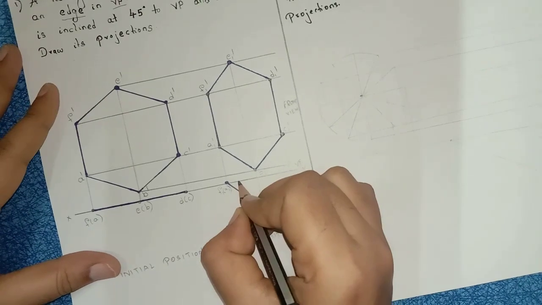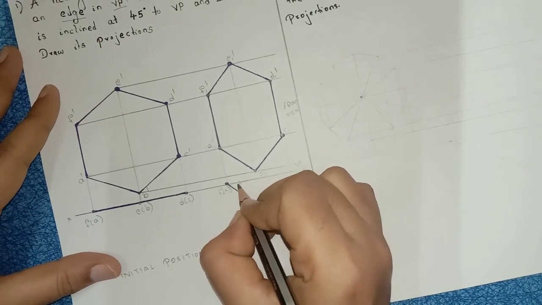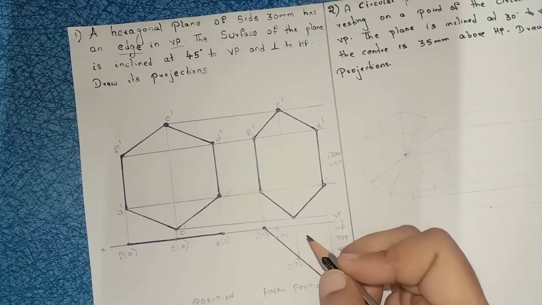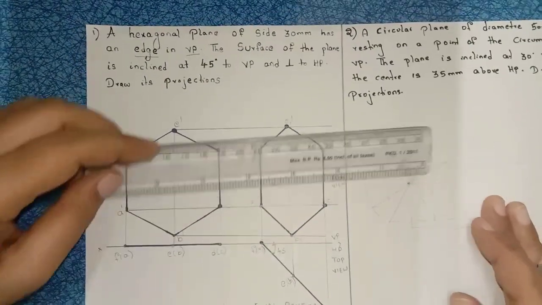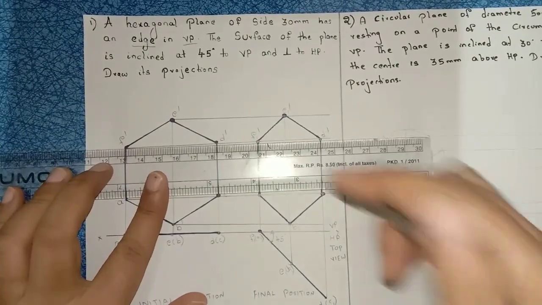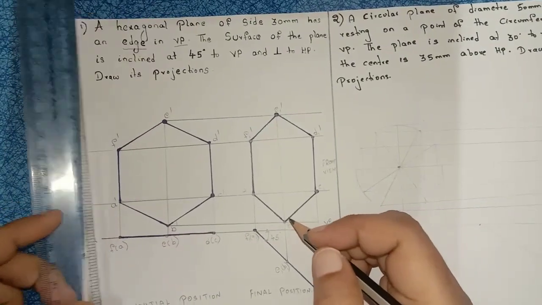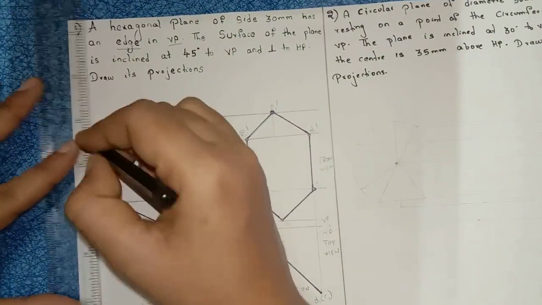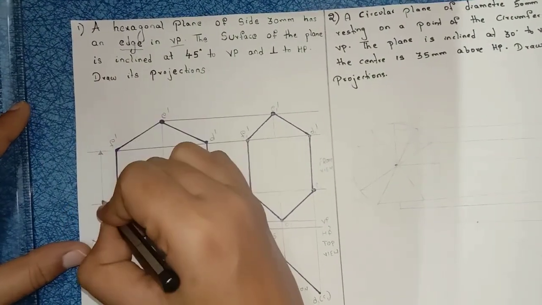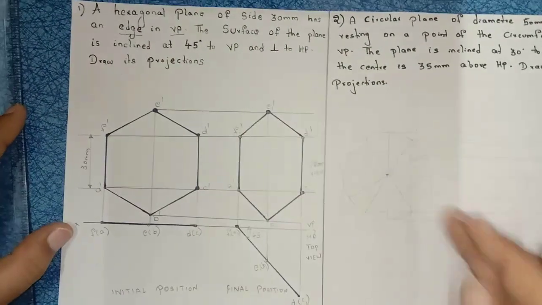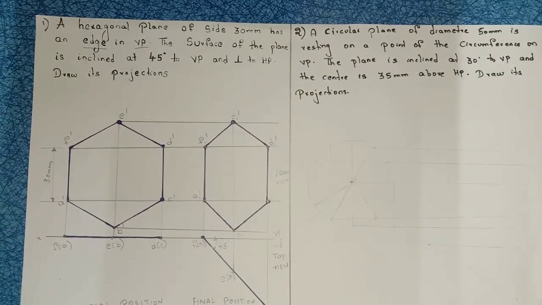Right? And they mention the angle here. This angle is 45 degrees. They mention length of the hexagon also. Hexagon length is 30 mm. So I can take any one of the sides. I am drawing here extension line, dimension line, closed and filled arrow marks. Right? And I am writing here 30 mm. This is your problem. Right?